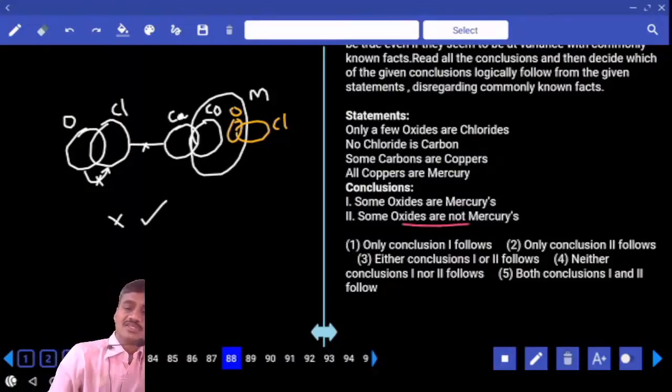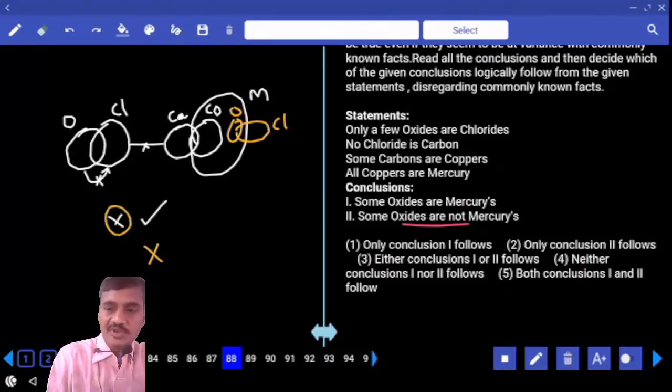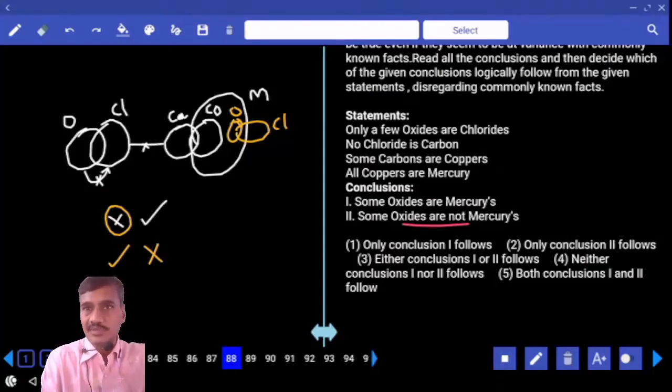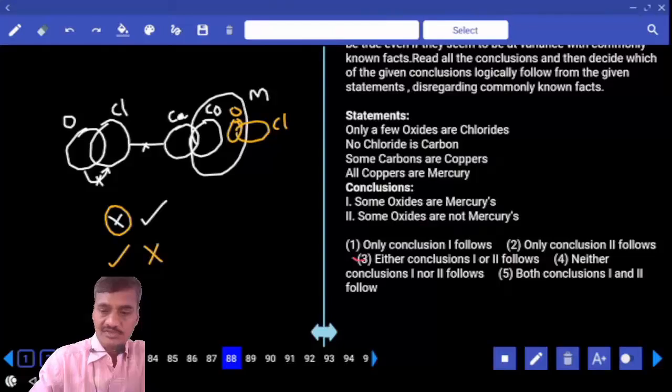Hence all oxides are mercury is true, some oxides are not mercury is false. Earlier some oxides are mercury was false, now it has become true. Hence when the first one is true, second false, second is true, first is false. Between these two only one can be true, both cannot be true at the same time. Hence it is the case of either one or two.